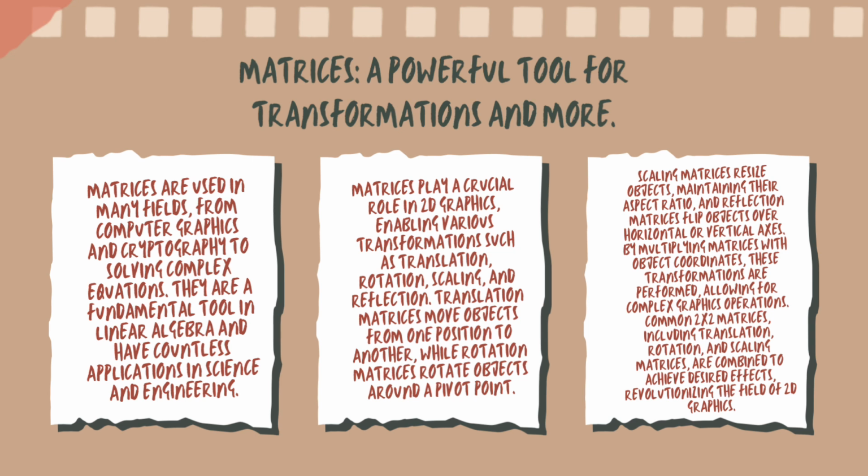Translation matrices move objects from one position to another, while rotation matrices rotate objects around a pivot point. Scaling matrices, on the other hand, basically resize objects, maintaining their aspect ratio, and reflection matrices flip objects over horizontally or vertically on an axis.